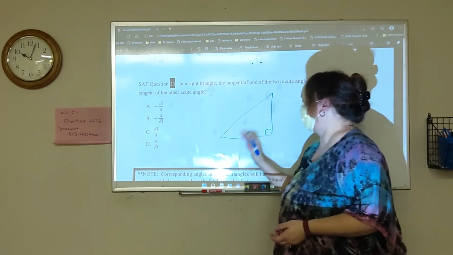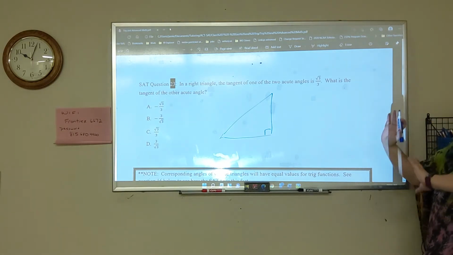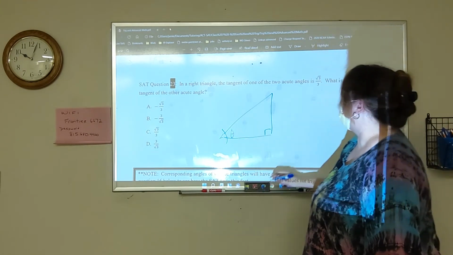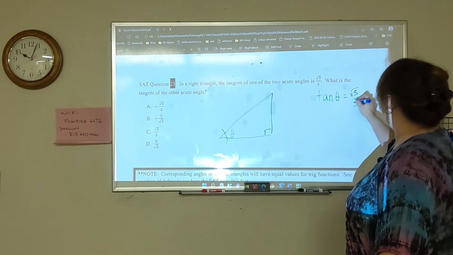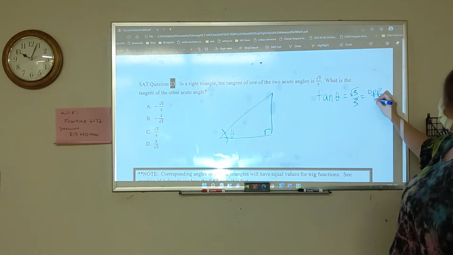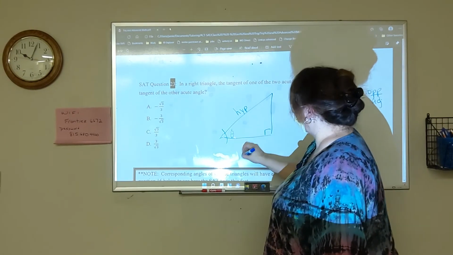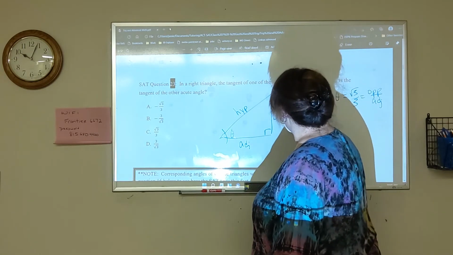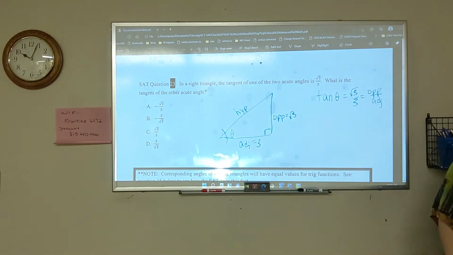Okay, so got a right triangle. Again, I just have to pick an angle, and it really doesn't matter which angle I pick. So I'm going to start with this one down here. I'm going to call it theta. So they're telling me that the tangent of one of my angles is root 3 over 3. Again, this is TOA, opposite over adjacent. So if I'm using this angle, this is my hypotenuse, next to it is my adjacent, and this is my opposite. So opposite we're saying is root 3, and adjacent we're saying is 3. So we're going to use that.